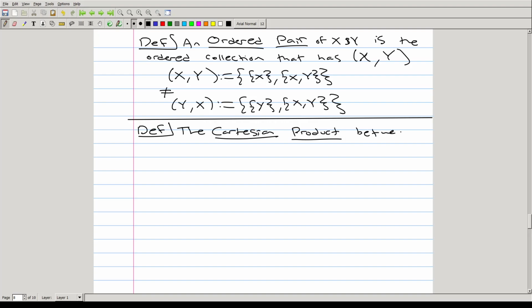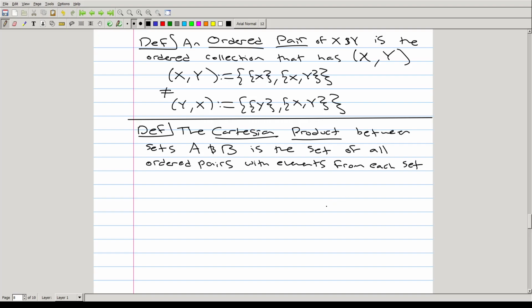between sets A and B is the set of all ordered pairs with elements from each set. You denote this as A cross B, the set of all ordered pairs (a, b) such that a is an element of A and b is an element of B.